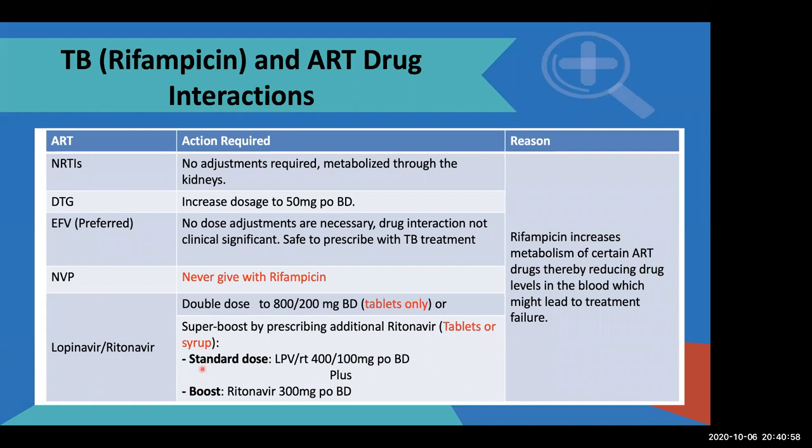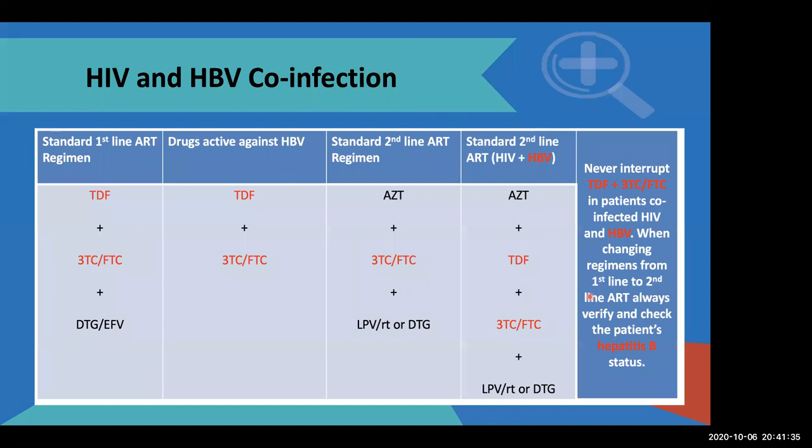Super boost means you prescribe the standard dose, the 2 tablets BD, you then prescribe additional ritonavir as 300 milligrams per os BD. And this is important because rifampicin increases the metabolism of certain ARV drugs, specifically nevirapine, dolutegravir, efavirenz, and lopinavir, ritonavir. But efavirenz is safe to give, right? And if these drug levels are reduced, then your patient is likely to fail treatment if you don't pay attention to this.